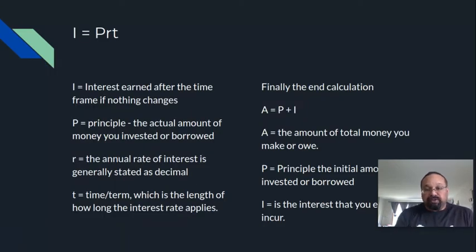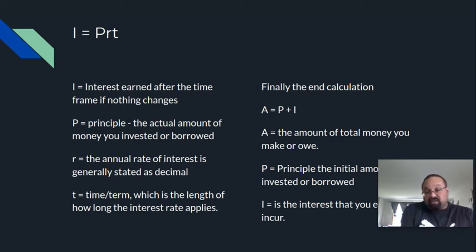So, in simple interest, there's a few things you need to remember. There's a formula. The formula is I equals P times R times T. I is the interest that you're going to get, the amount of money at the end of the term that you're going to make if you're investing money. If you're borrowing money, it's the total amount of interest you're going to owe at the end of the term.